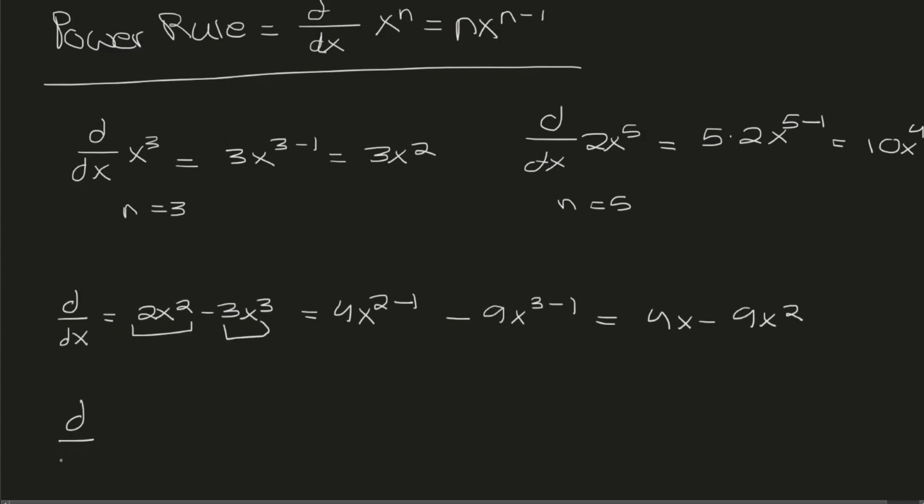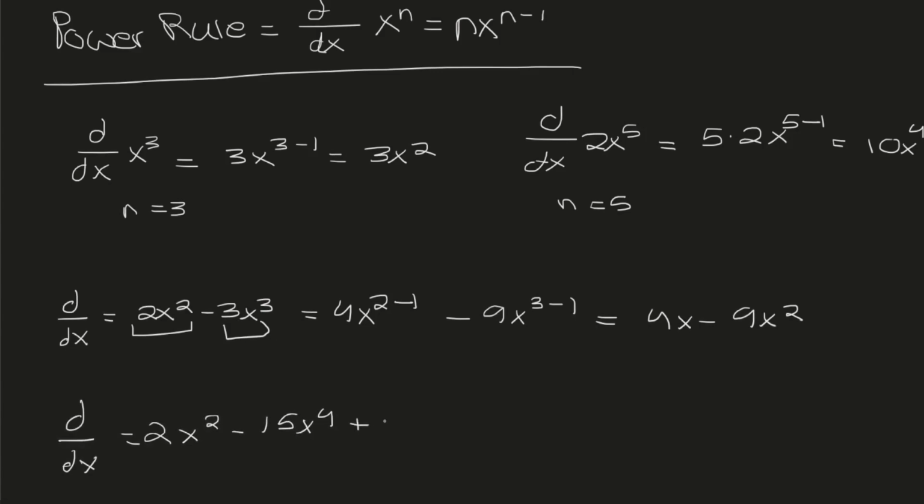Let's do a few more. 2x squared again, minus 15x to the fourth, plus 20x, minus 5 over 2. Let's go through it step by step by focusing on one term at a time.